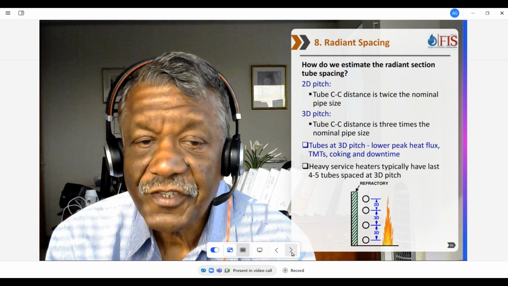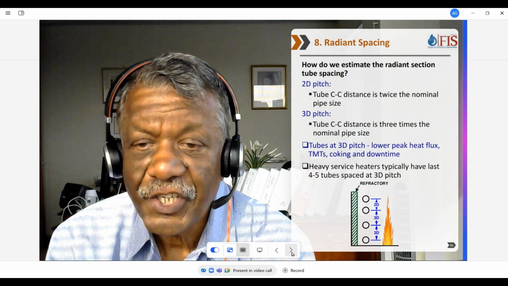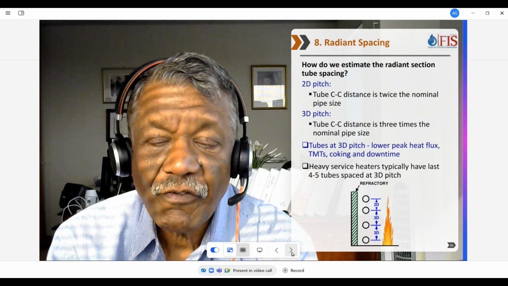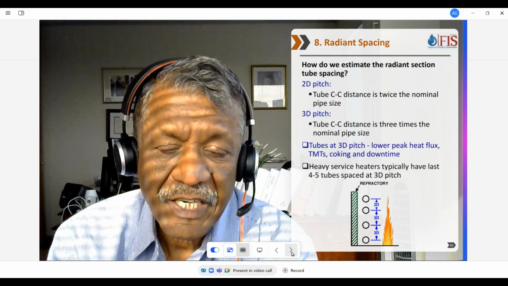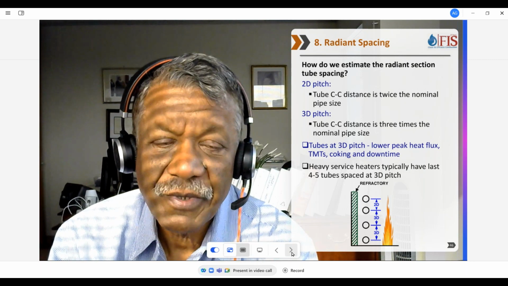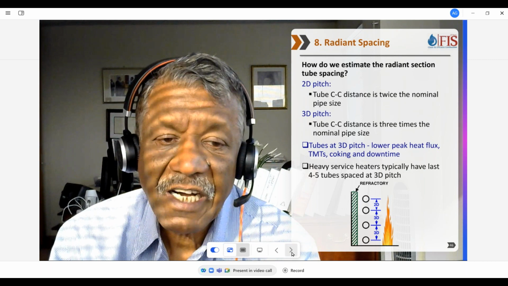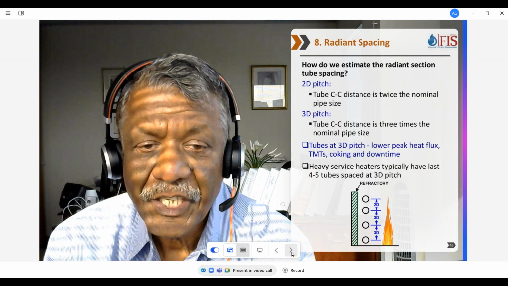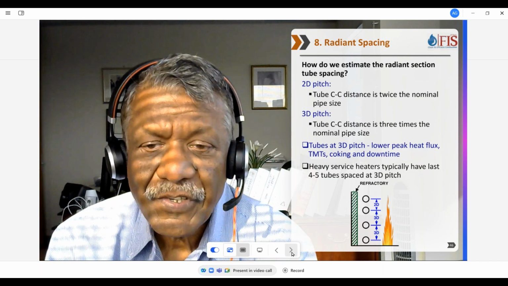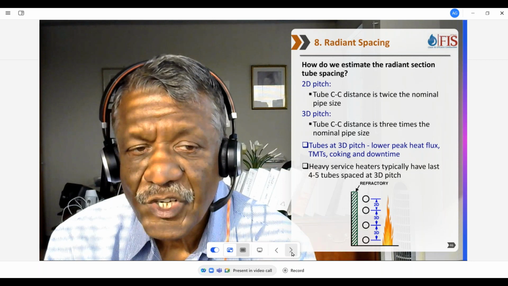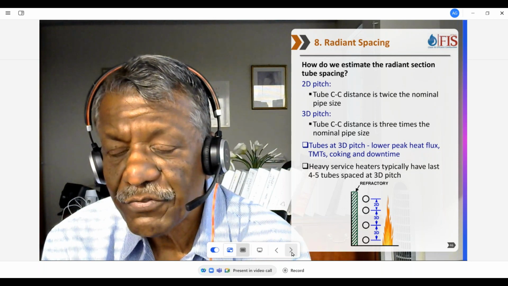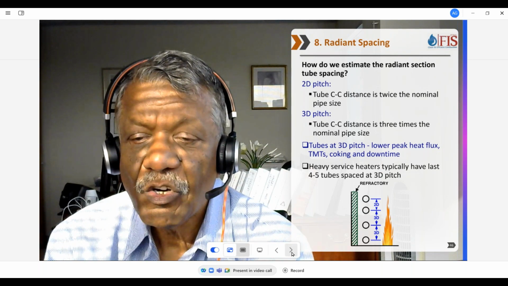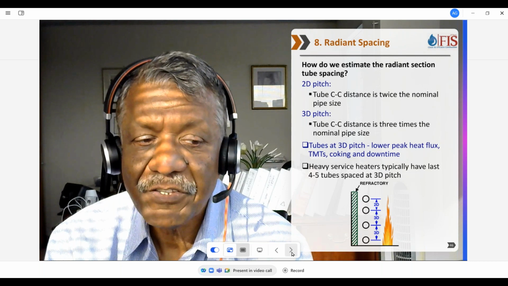And the distance between the tube and the refractory is kept about 1.5 diameter. So the tubes are not next to the wall. They are given a space so that the radiation can come back and hit the back of the tubes. And that is generally 1.5 diameter center to center. So 2 diameter is the most common spacing. Now, a lot of times we use 3 diameter spacing, and generally the 3 diameter spacings are used for minimizing the tube metal temperature or minimizing the maximum heat flux.